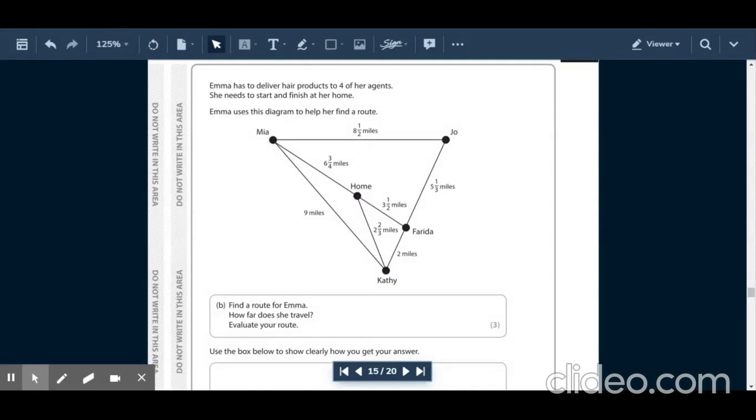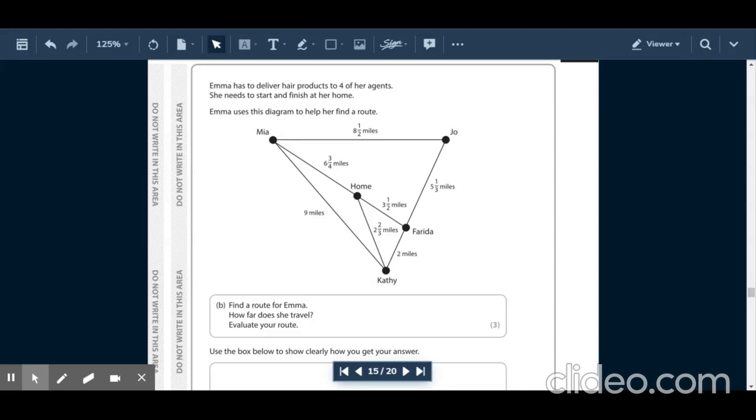So next question, we are planning a route for Emma. She's going to start at her home, finish at her home, and she needs to deliver to 4 of her agents. So 1, 2, 3, 4. This question, you could choose any route you wanted to do this. It doesn't actually ask for the shortest route or anything. So as long as you have chosen a route that goes via each person, then you add together the distances, you'd get the first 2 marks.